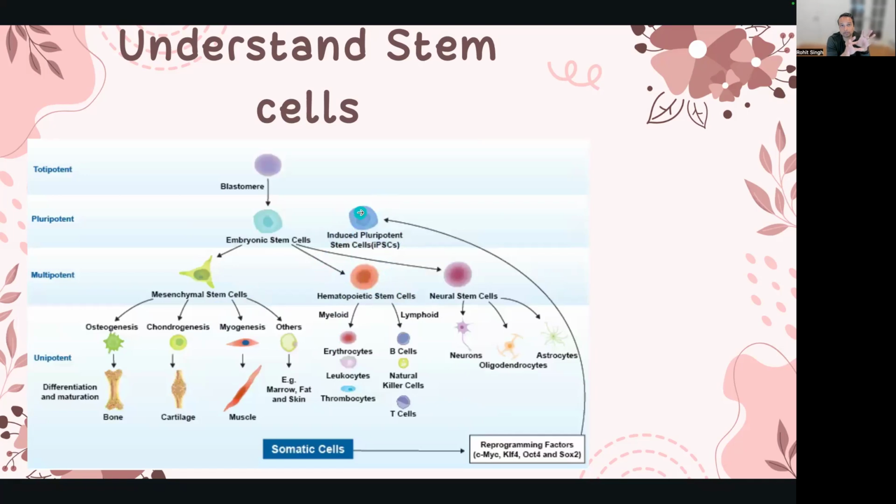But the research is still going on. You cannot just make something and put it in your body, because there is an immune reaction. It has to be accepted by your body.